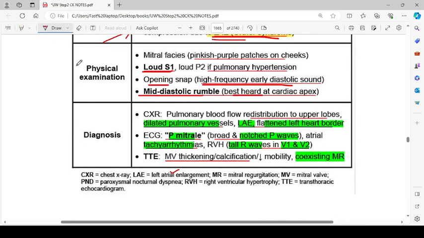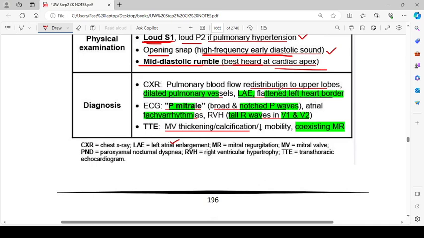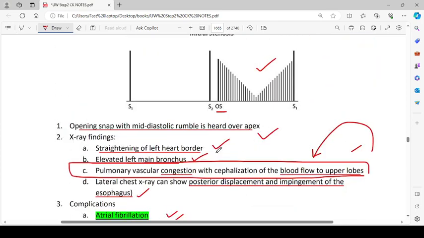Then physical examination: mitral facies, pinkish purple patches on the cheeks, and loud S1, loud P2. If there is pulmonary hypertension, the P2 will also be loud. There will be an opening snap, a high frequency early diastolic sound, and a mid diastolic rumble, best heard at the cardiac apex. Diagnosis is by chest X-ray: pulmonary blood flow redistribution to the upper lobes, dilated pulmonary vessels. The pulmonary blood flow redistribution to the upper lobe is called cephalization. Yeah, that is called cephalization.